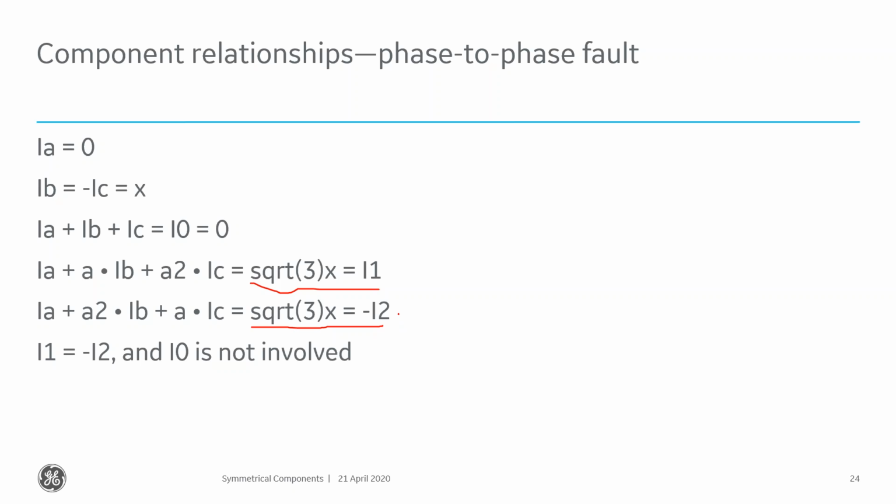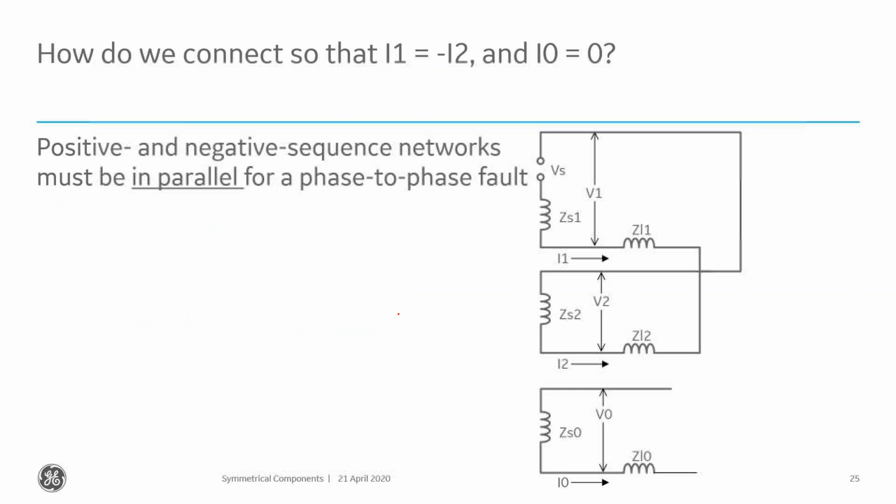Knowing what those three networks look like, I should be able to interconnect them in a way that produces these currents. So if I look at what that looks like, my zero sequence network is not involved. It's sitting down there by itself. Since there's no source in that zero sequence network, there's no zero sequence current flowing, which is what we calculated from the previous slide.